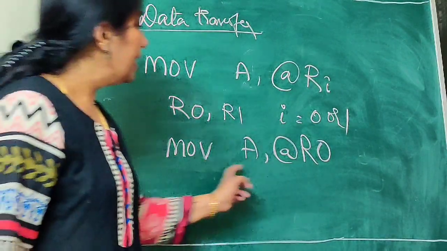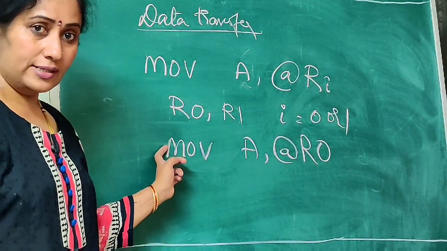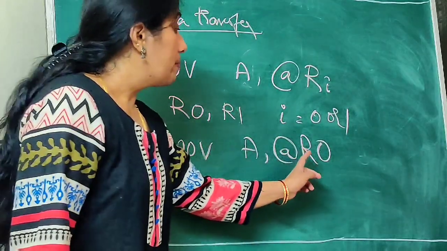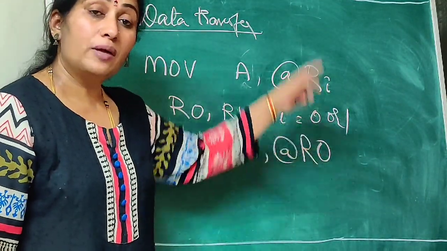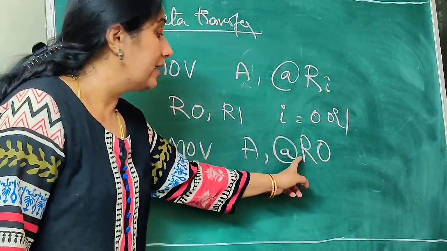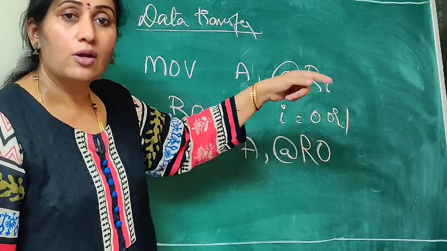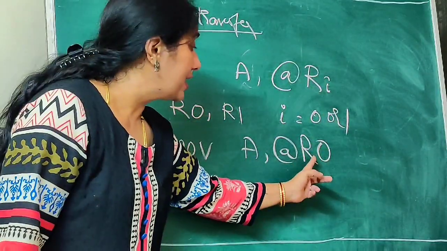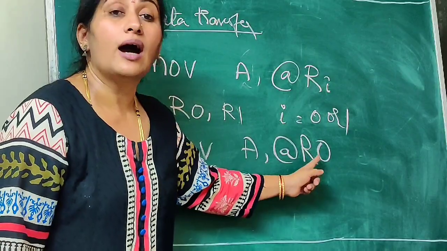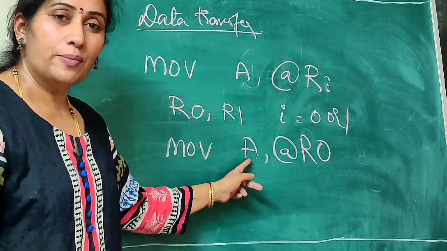The meaning of this particular instruction is copy the content of the memory location. Copy the content of the memory location whose address is specified in the memory pointer R0 into the accumulator.